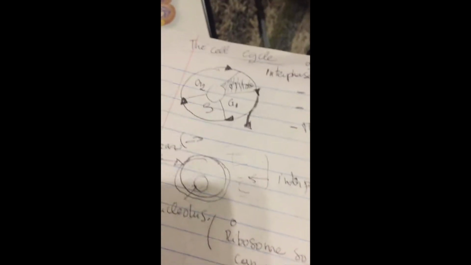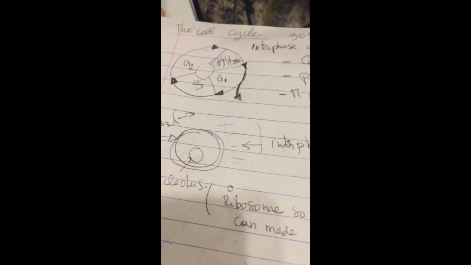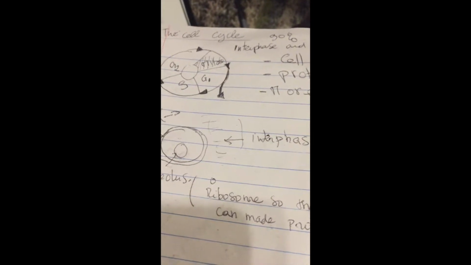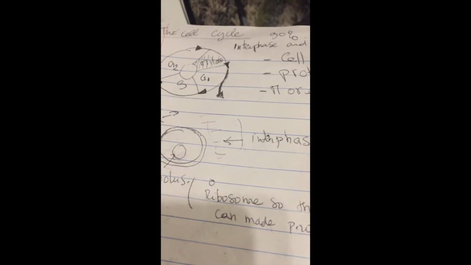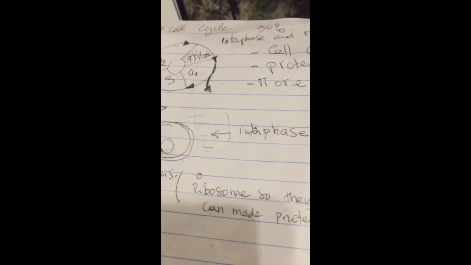Hello everyone, I'm going to talk about the cell cycle. The cell cycle contains two stages, which are interphase and mitosis. Interphase is the largest stage of the cell cycle because it takes up about 90% of it. And because it's large, it can be broken down into 3 stages. That's G1, S, and G2.